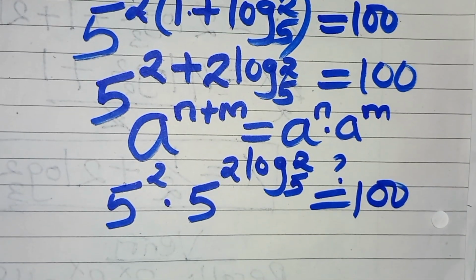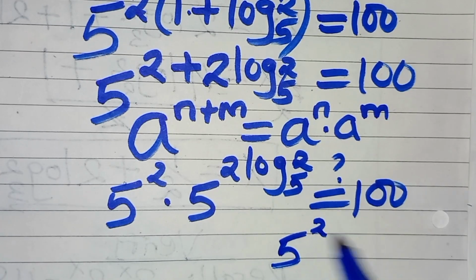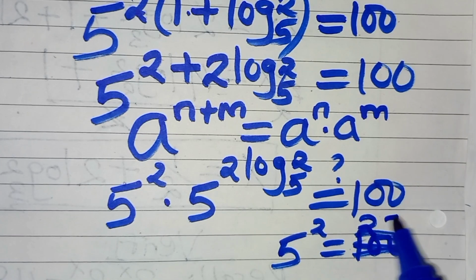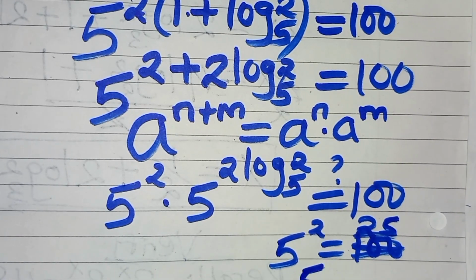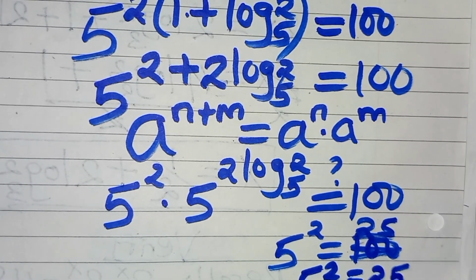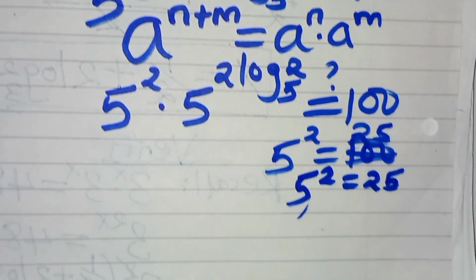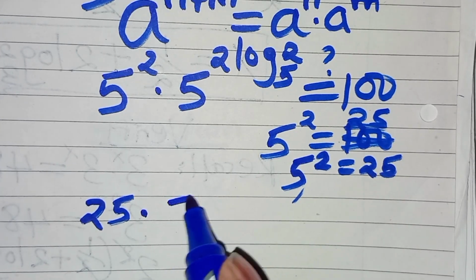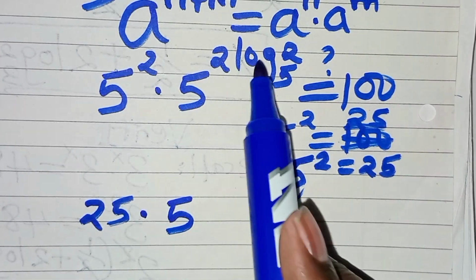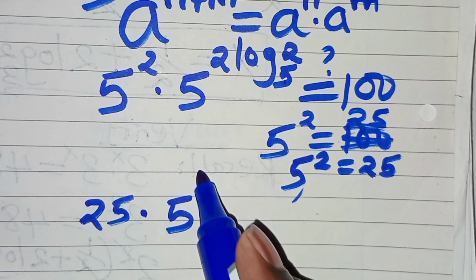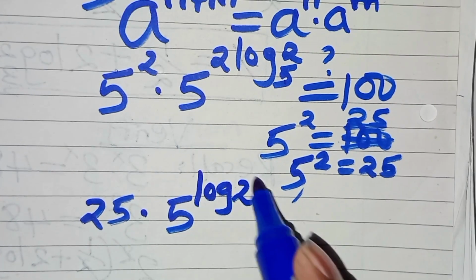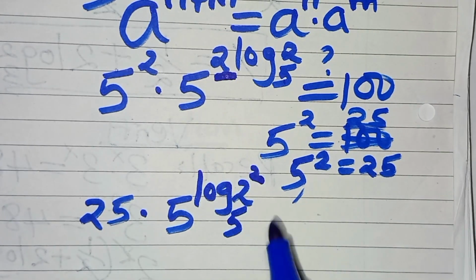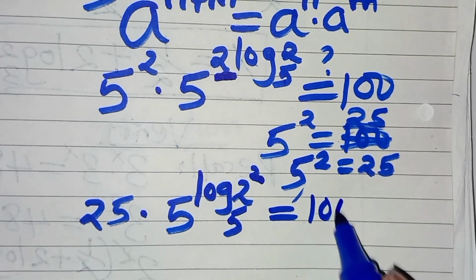The next step here, we have that 5 to power 2 is essentially equal to 25. This is 5 squared, which is equal to 25. Now we have 25 multiplied by 5 to power 2 log 2 to base 5. This is the same thing as log 2 squared to base 5, which essentially is the power. So this is equal to 100.